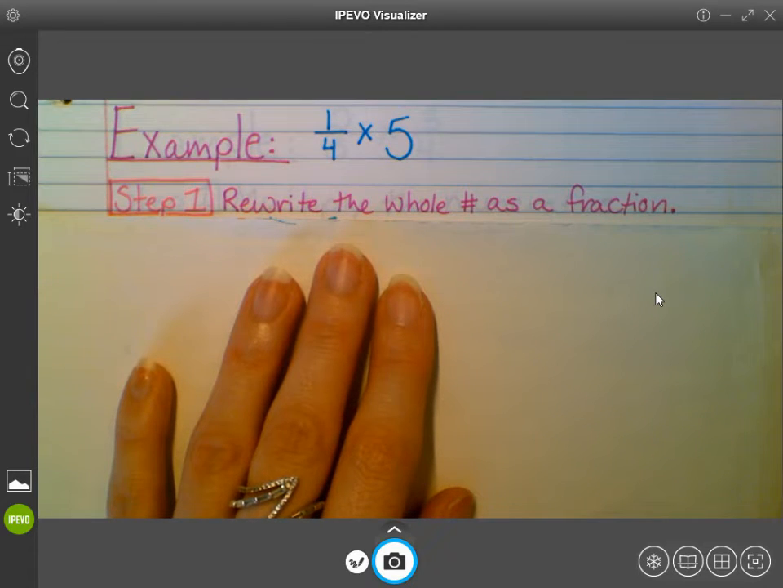Ready to rock? How many of you think you rewrite the whole number 5 as 5 over 5? How many of you think you rewrite it as 4/4? How many of you think you rewrite it as 5 over 1? Turn and talk with the person next to you again. Which of those is correct and why?